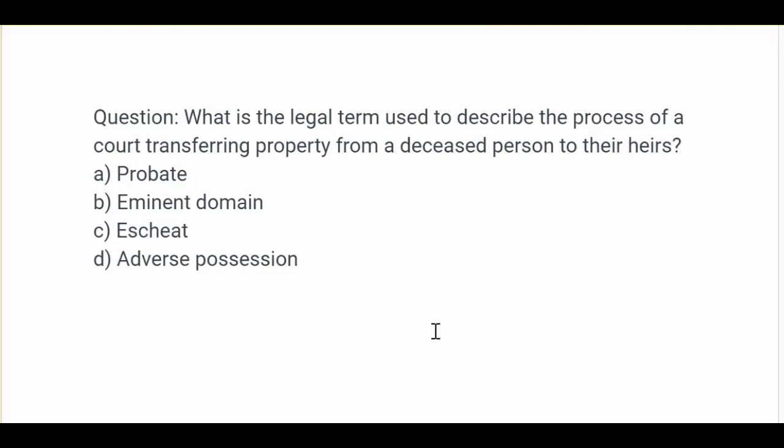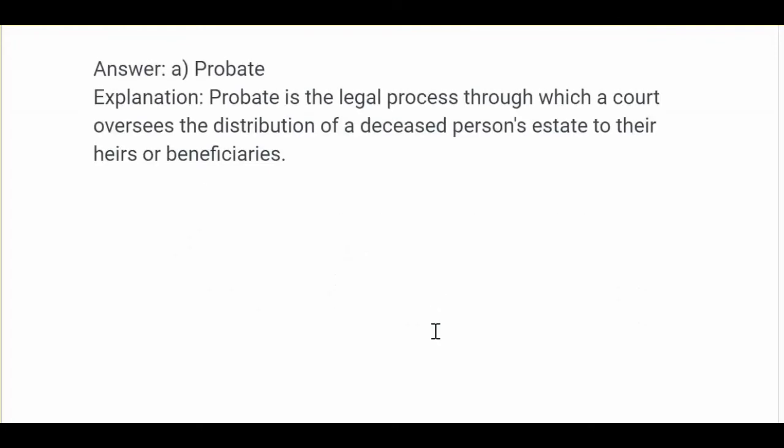What is the legal term used to describe the process of a court transferring property from a deceased person to their heirs? A, probate, B, eminent domain, C, escheat, D, adverse possession. Probate. Probate is the legal process through which a court oversees the distribution of a deceased person's estate to their heirs or beneficiaries.